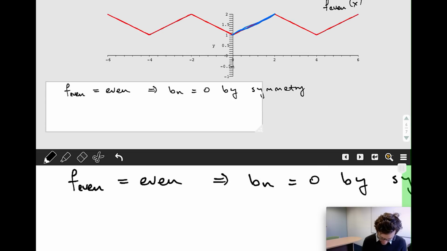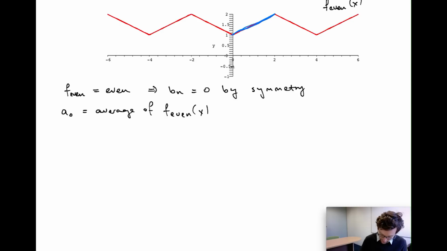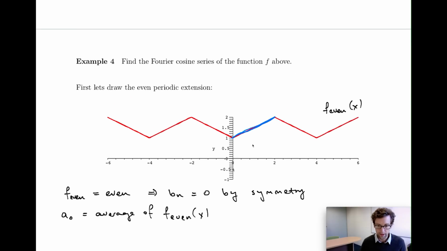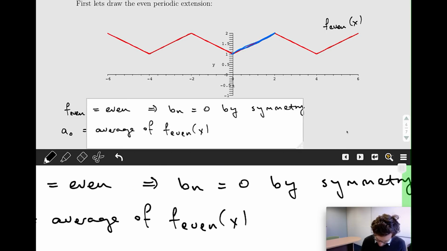I can also figure out what a0 is because it's the average value of f of x. And because f even of x is very simple here, I can just read off what the average value is. It's between minus 1 and 2, so the average value will be 3 over 2, or 1.5. If you have a more complicated function, you should certainly do the calculation. It's not that hard.